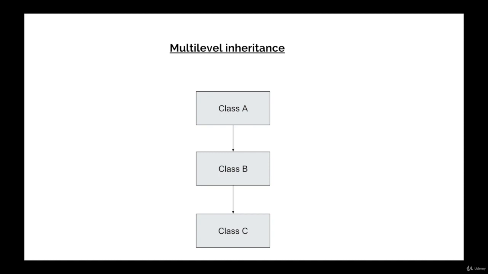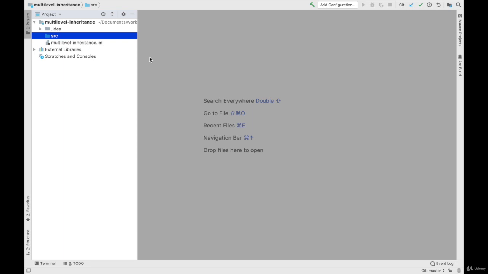We have class C, which extends class B, and class B, which extends class A. So A is the parent of class B, and class C indirectly inherits the properties of class A. From class C you can call methods and variables of the A class. Let me show you this with an example.